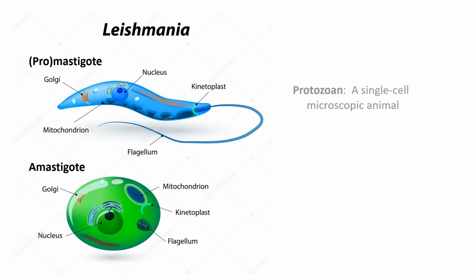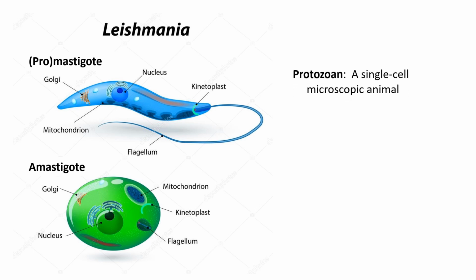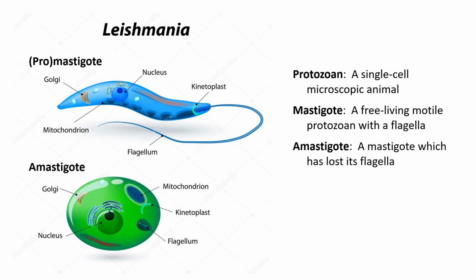Leishmania are protozoans. They are single-cell microscopic animals. They exist in two forms as mastigotes, that is, motile forms with a flagellum, and amastigotes, defined as mastigotes having lost their flagella. Promastigotes are the precursors of the free-living mastigotes. See the details at left, but note that the drawing is not to scale. An amastigote measures approximately 3 × 2 microns, whereas the promastigote without the flagellum measures approximately 10 × 2 microns.